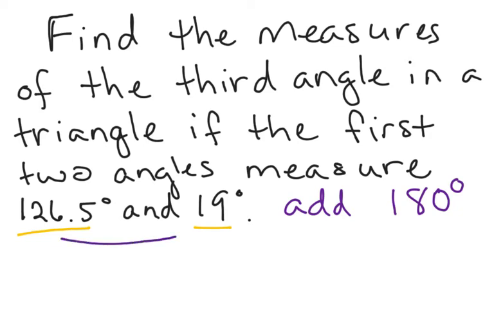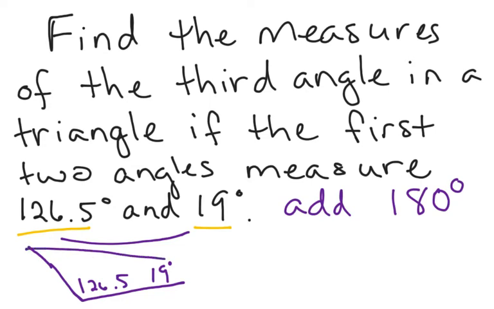So first we have to combine the first two. And if you're a very visual person, sometimes it helps to draw these out. So I might say 126.5, 19 degrees over here. I don't have that much room. So then I just need to figure out the third angle. Again, combining the first two, I have 126 and 5/10, adding it to 19.